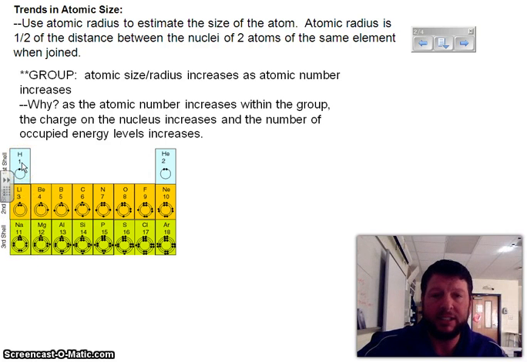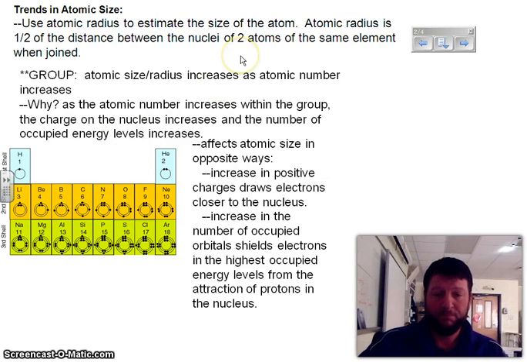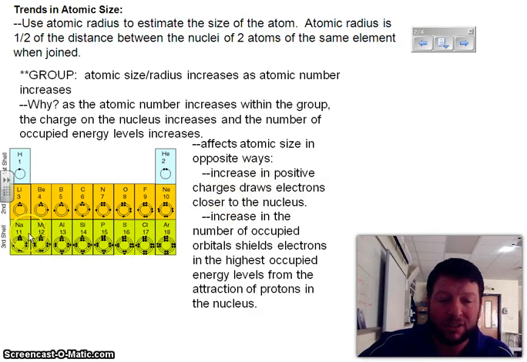Take a look at the increase in protons. Hydrogen had 1. Lithium now has 2 more protons to make 3. And now we've added 8 more protons to lithium to make a sodium atom. So they increase in size due to an increase in charge and an increase in occupied energy levels. Now, this will affect the atomic size in opposite ways. Increase in positive charge actually draws those electrons closer to the nucleus.